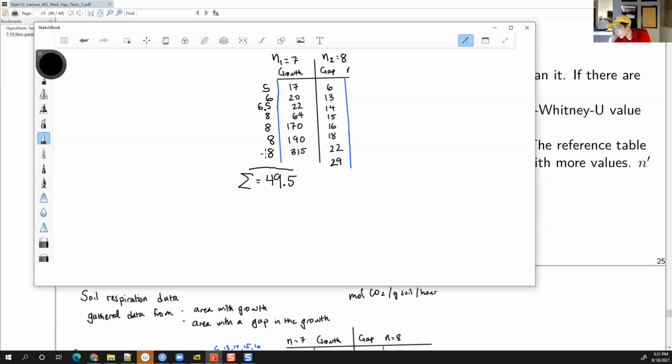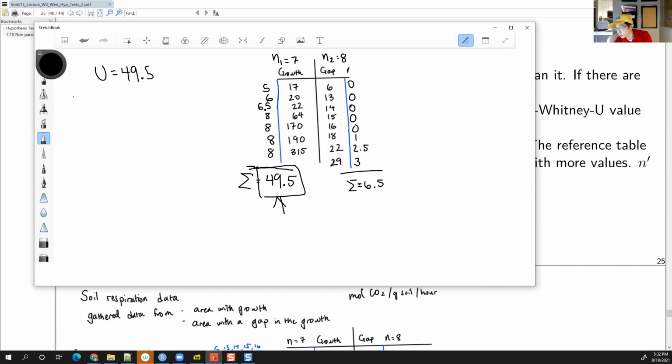Okay, so anyway, back to this. We do the other column. We say, how many numbers in the other column are smaller than 6? None of the numbers. How many numbers are smaller than 13? None. 14, 15, 16, none of the numbers are smaller. At 18, one number is smaller. At 22, 17, 20, and we have a tie, so we're going to get 2.5. And at 29, we have 3 numbers that are smaller. So we add these up, and our sum is going to be 6.5. Then we take these two numbers and we go, oh, 49.5, this is going to be my test statistic U. Wilcoxon-Mann-Whitney, my test statistic is 49.5.